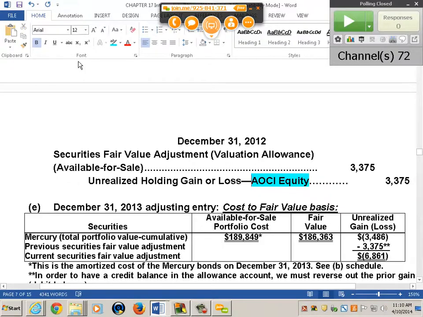In the journal entry, again, there was no balance to start with, so I didn't have to worry about this. I'm going to show you where you do. I'm going to debit the valuation allowance for $3,375, and I'm going to credit the unrealized gain in AOCI, in stockholders' equity. So it does not go into income in this case. It will not go on the income statement.